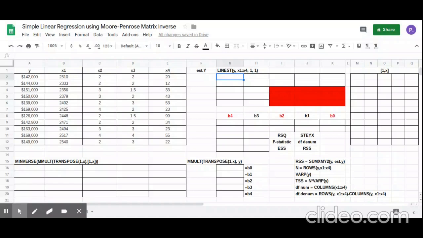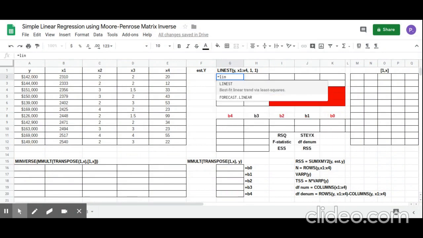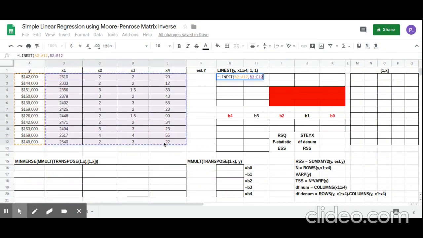Hello, in this video, we'll determine the LINEST output of this dataset with 4 independent variables. So we begin with the LINEST. The LINEST function takes the data y, the dependent variable, and the independent variables. There are 4 of them. And we'll show the full statistics.